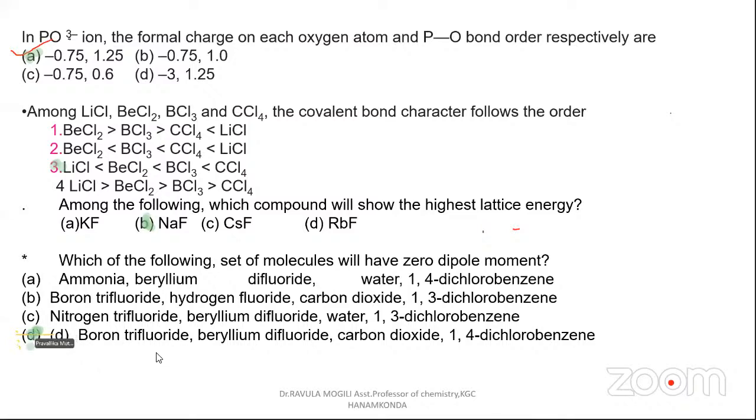Boron trifluoride. Very good, Nana. Your answer is better. Boron trifluoride, mu is equal to 0. Beryllium difluoride, mu is equal to 0. Carbon tetrachloride, carbon dioxide, mu is equal to 0. 1,2-dichlorobenzene, so this is also mu is equal to 0.